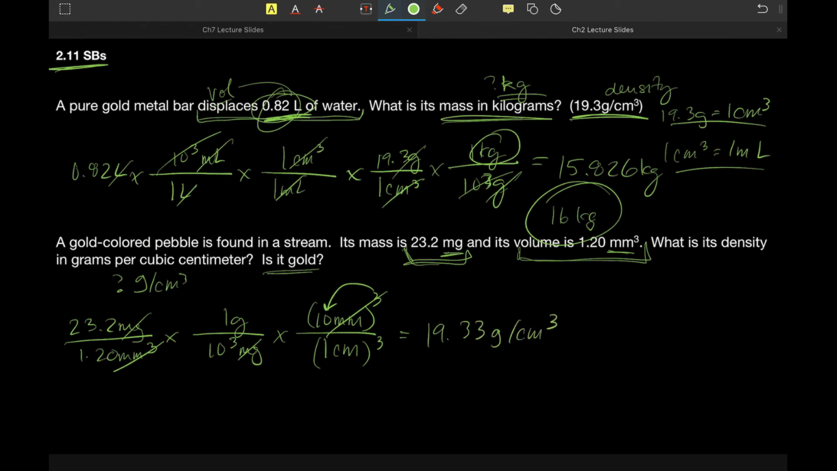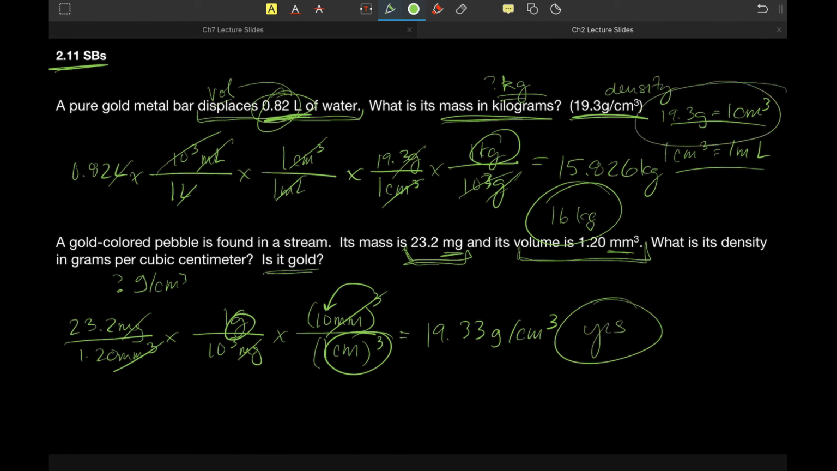Which, by the way, if we pay attention, that's how we get grams per centimeter cubed, from the total of our math. And 19.33, and yes, that is gold, because that goes back up to here. Yes, does that make sense?